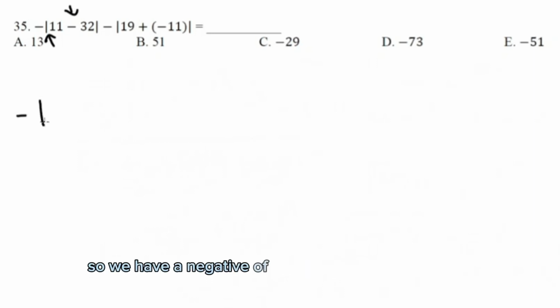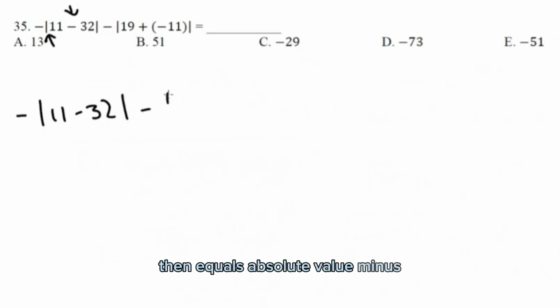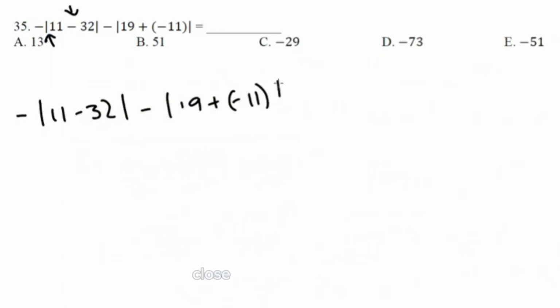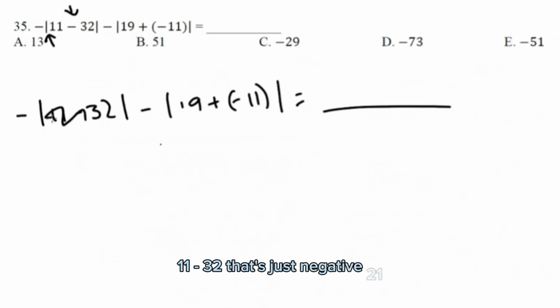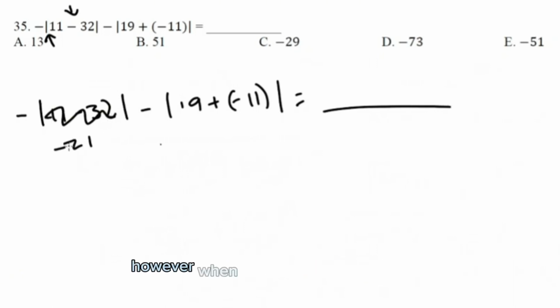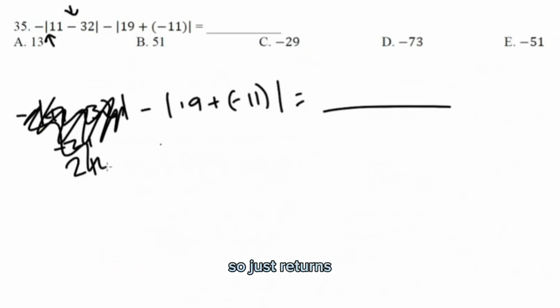So we have a negative of the absolute value of 11 minus 32, then close the absolute value, minus the absolute value of 19 plus negative 11, close the absolute value. And this is what we're trying to find. Alright, so first, 11 minus 32, that's just negative 21. However, when you do the absolute value, that becomes positive 21. But then we also have this negative sign out here, so it just returns to negative 21.